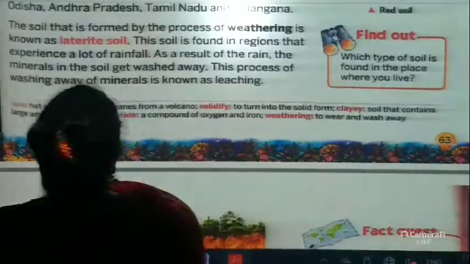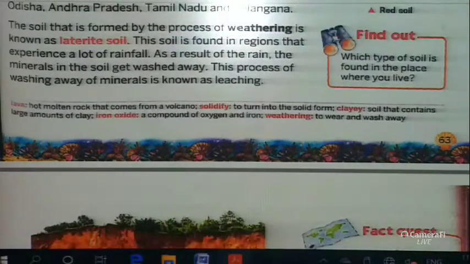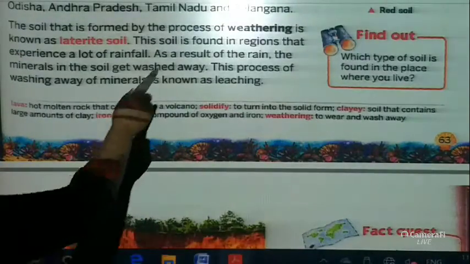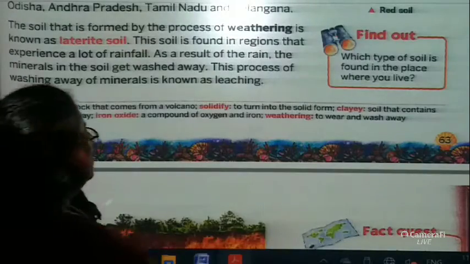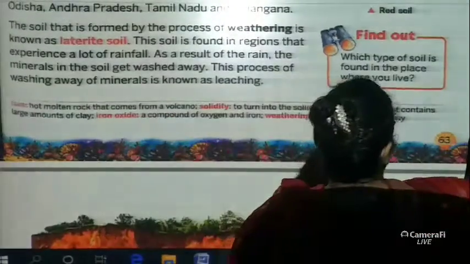So how is laterite soil formed? By the process of weathering. Okay. Laterite soil is formed. Okay.